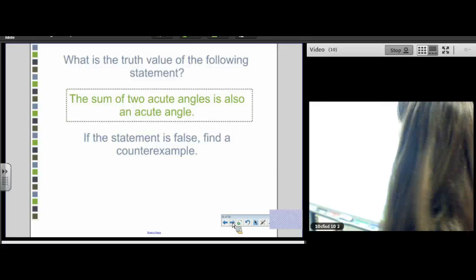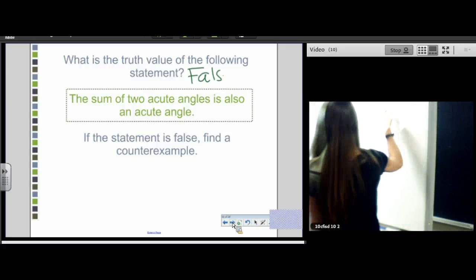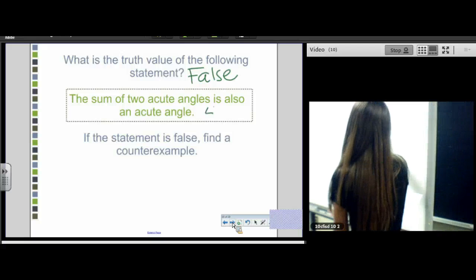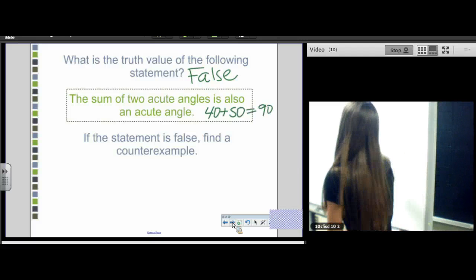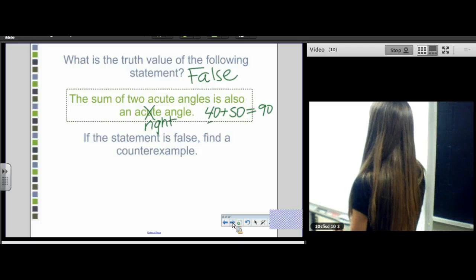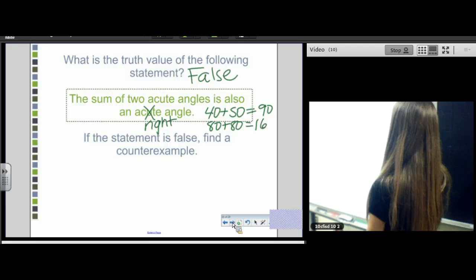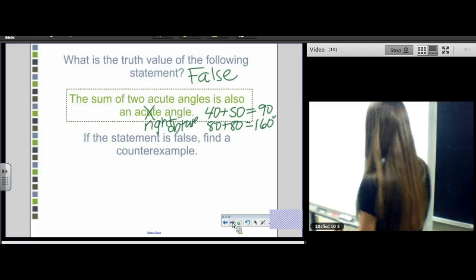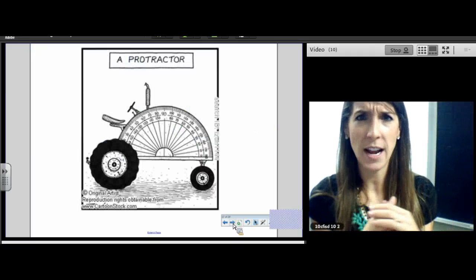Very good. You got it. It is definitely false, and there are a million counterexamples out there. Some of you said, oh, I can add two acute angles, and I can get a right angle. Or some of you said, I can add two acute angles, those are both acute, and I could get an obtuse angle. So, we're just trying to bring reasoning back into it to make sure you don't forget how to do reasoning.